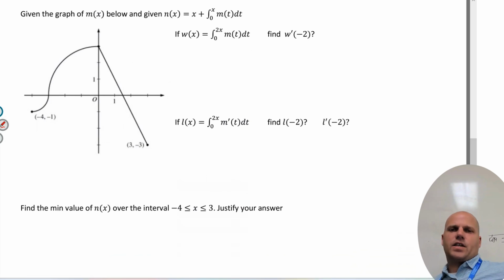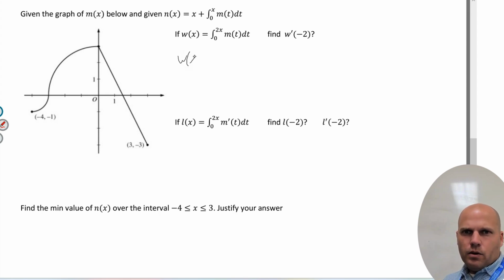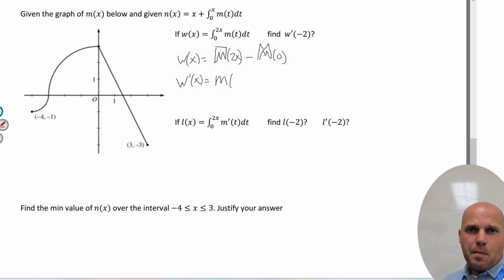All right, going right to the funky stuff. Here we've got n of x plus the integral from 0 to x of m. Okay. Then I switch it up to w, and I say w is the integral from 0 to 2x of m. What's w prime of negative 2? Okay, well, w would be super m at 2x minus super m at 0. That doesn't help me find w values, but it does help me understand w's derivative, which will go back to regular m of 2x.